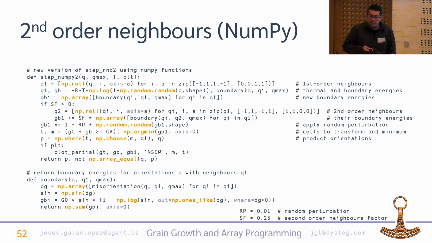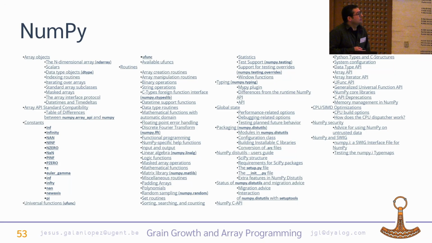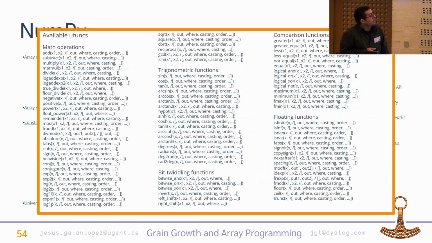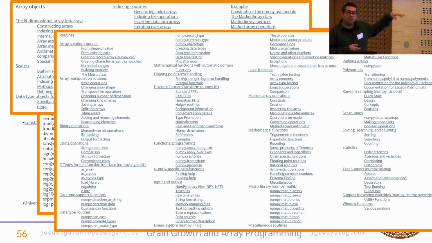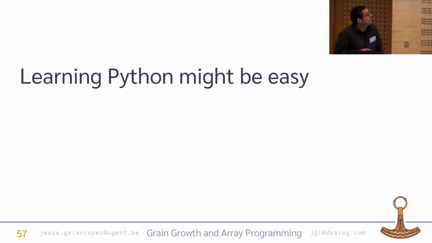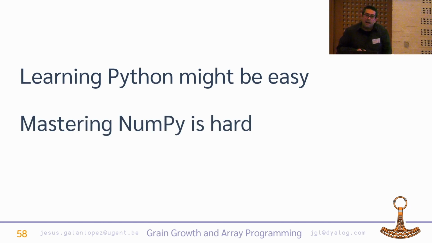What's the problem here? That NumPy is huge. This is the index of the documentation. These are the universal functions they have. They are equivalent to our scalar functions. Then they have all these array types. And then you have all these routines that will be our mixed functions and some other things. So, yeah, my claim is that learning Python might be easy, but mastering NumPy is really hard. It's not something that you can expect from our students.